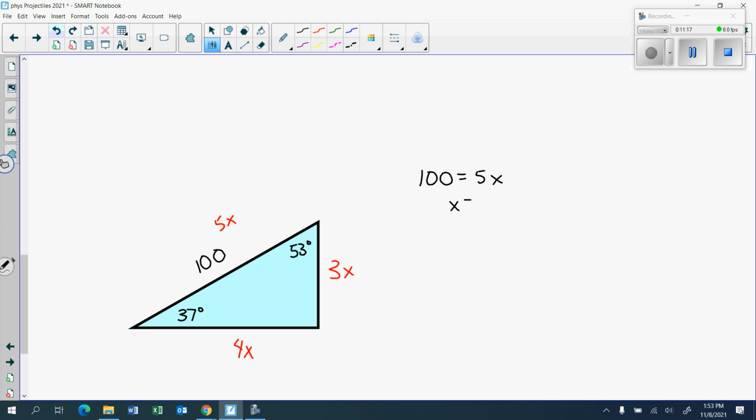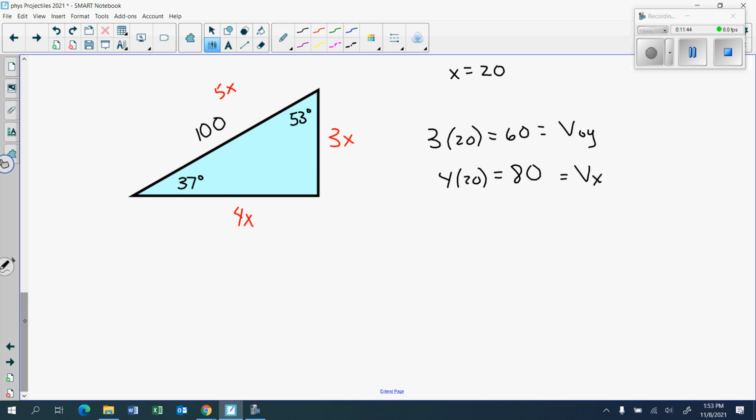Looks like x is 20. So the sides have the same ratio, 3, 4, 5. I just use the number 20. So 3 times 20 is 60. 4 times 20 is 80, because 5 times 20 is 100. So this right here would be my Voy. This would be my Vx.